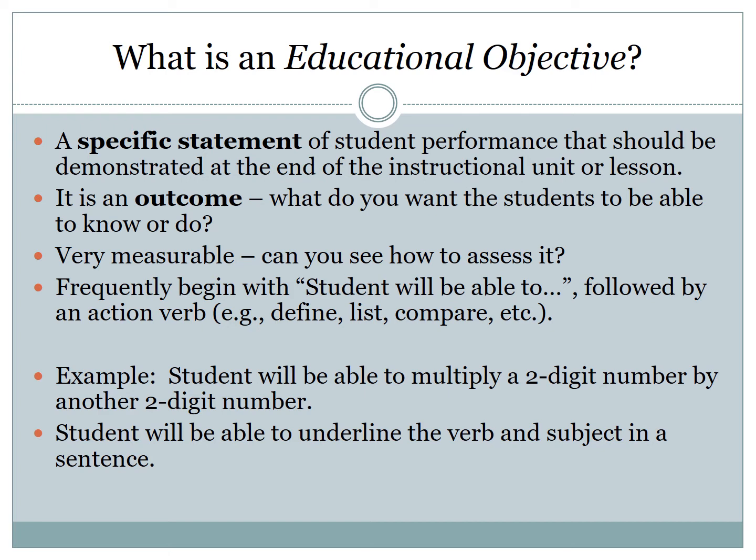Here's an example of an educational objective. Student will be able to multiply a 2-digit number by another 2-digit number. Student will be able to underline the verb and subject in a sentence. Do you see how this is very specific, focused on an outcome, and measurable? I can see right there whether students will be able to underline the verb and the subject. Whereas a goal, I couldn't see necessarily or measure students' appreciation for art.